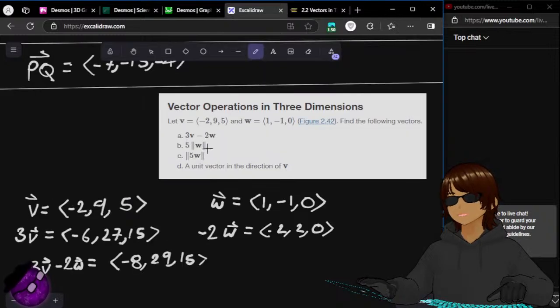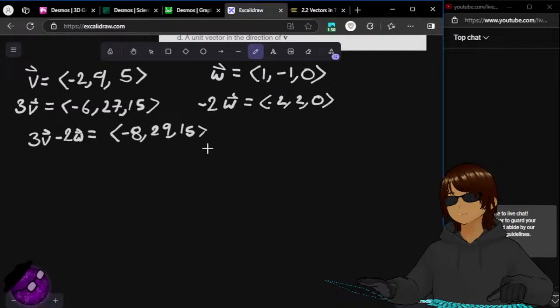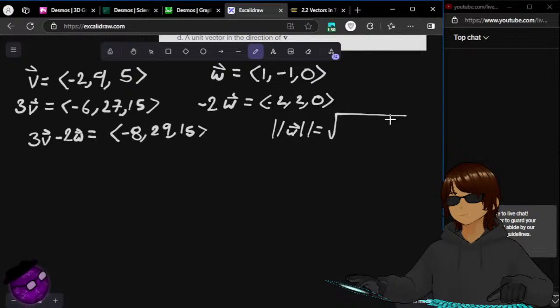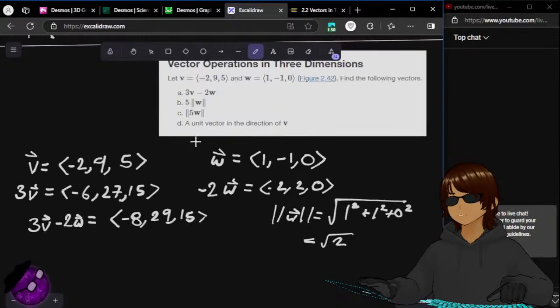And then 5 times the magnitude of W. So the magnitude of W is 1 squared plus 1 squared plus 0 squared, which is √2, right? And then 5 times this would just be 5√2.